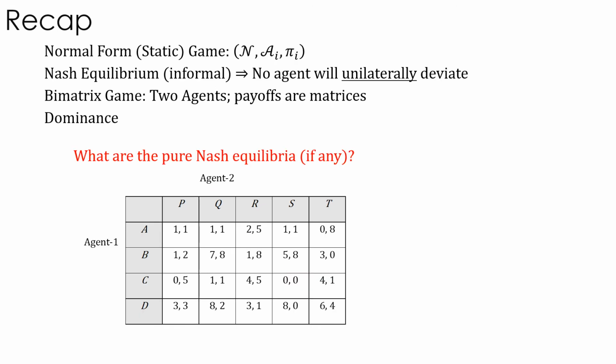Recap. So we looked at normal form or static games, which is a three-tuple of agents, actions, A sub i of each agent, and payoffs, pi sub i of each agent. Nash equilibrium is when no agent will unilaterally deviate. And we looked at bimatrix games, which are between two agents, and the payoffs are represented as matrices. Then we looked at dominance.